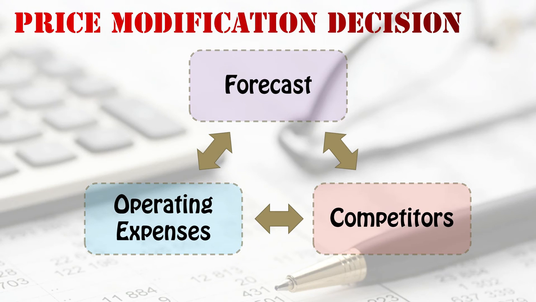Price modification decision. Usually, we will do the price modification based on the forecast, operating expenses, and competitors. First, we will modify the price based on the forecast. During the start of the high demand days on 32, 43, 51, 64, and 69, we will ensure that our inventory is enough by conducting the future purchase before the high demand day, and then increase the price to get more profit.